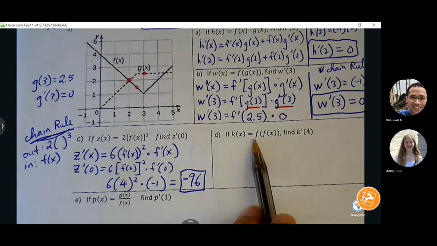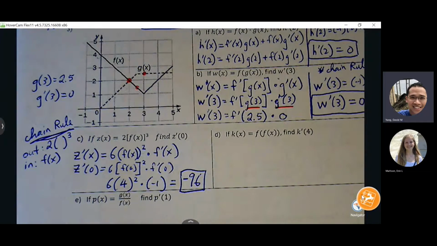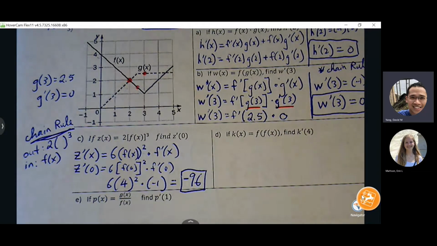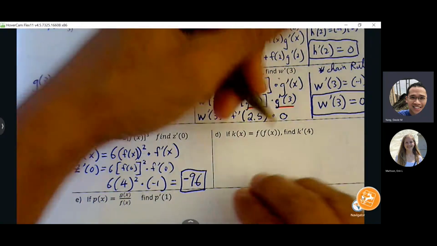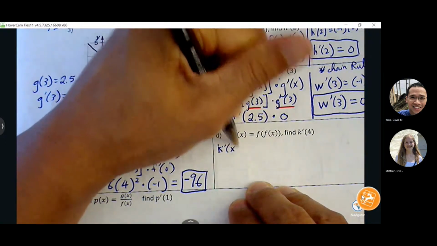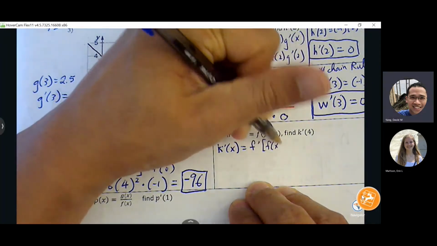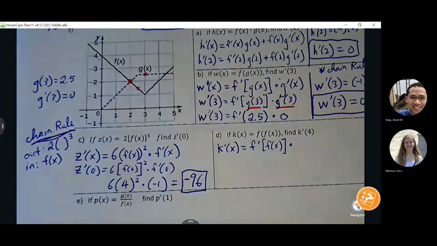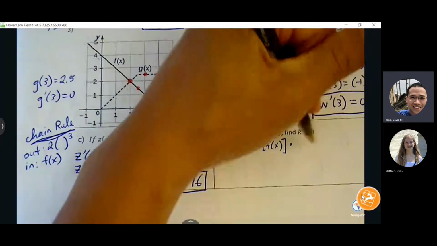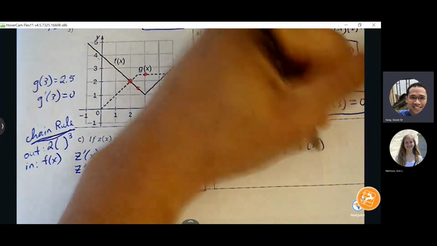Okay. Part D, let's do one last one here. If k of x equals f of f of x, find k prime of 4. What does this look like to you? What rule do we have to use here? Chain rule. So outside derivative times inside derivative. My outside function is f. Leave the inside alone. Times the inside function derivative, so times f prime of x.